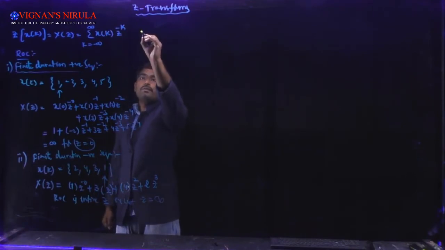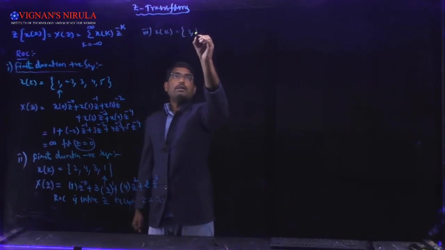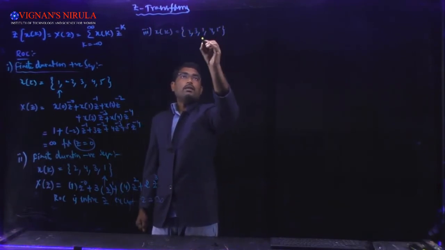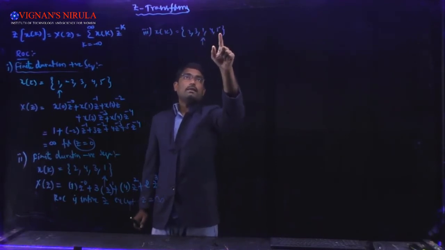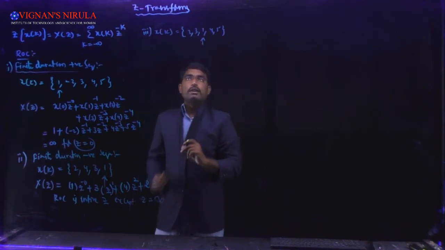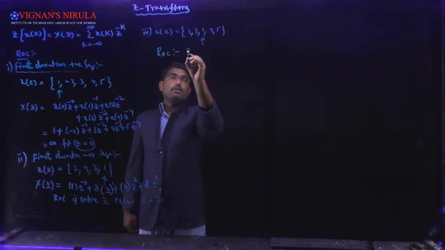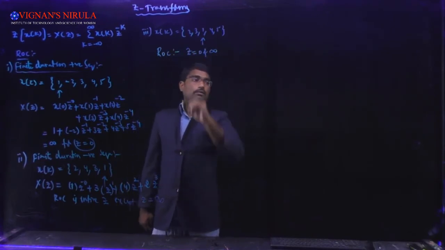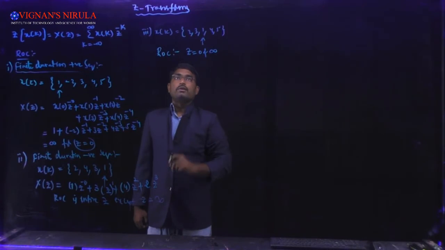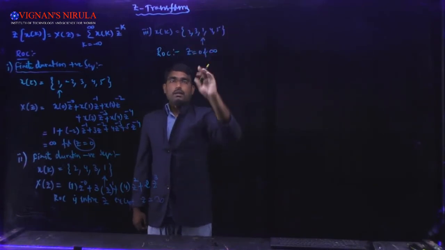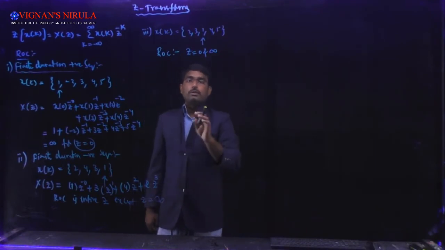Let us take the example x of k equals 2, 3, 1, 4, 5, with the mark put over here. This is the k equals 0th sample, first sample, second sample, and these are the negative samples. For this finite duration two-sided sequence, the ROC becomes the entire z plane except at z equals 0 and infinity. If you find the x of z for this and put z equals 0 and infinity, you will get some infinite value, which will not converge.